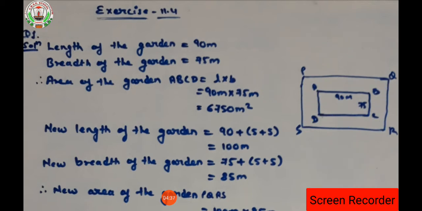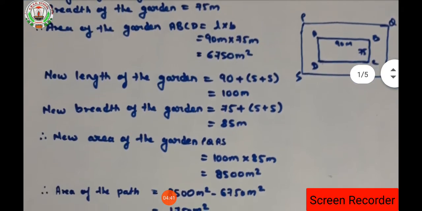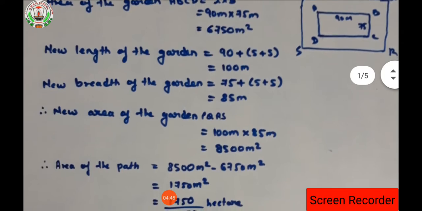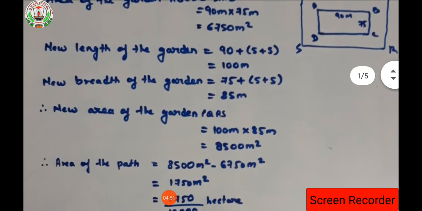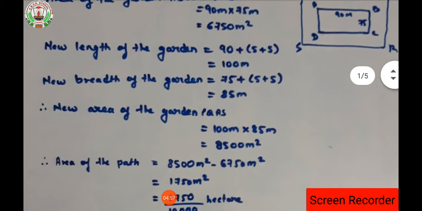Now after that we can find the area of the garden including the road. The length of the garden including the road is 100 meter, and the breadth of the garden including the road is 85 meter. So the area of the garden including the road will be 100 meter into 85 meter. So it will be 8500 meter square.